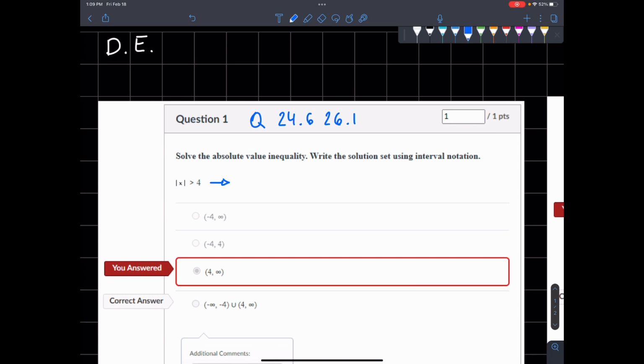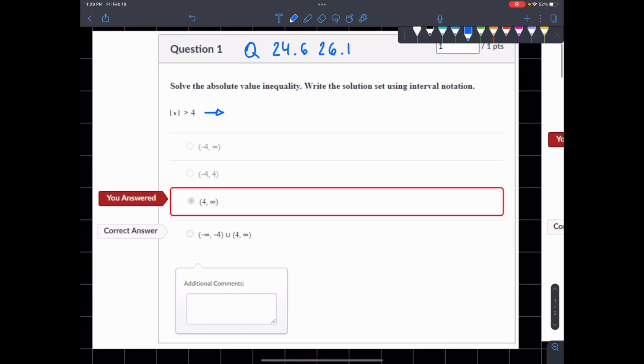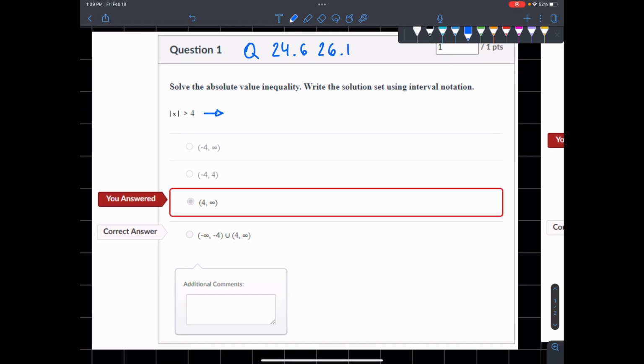Without further ado, let's get started with question 1 on quiz 24.6, 26.1. Solve the absolute value inequality and write the solution set using interval notation. Right here we've got our absolute value, and whenever we have an absolute value, we have to account for two cases. If the thing inside the absolute value brackets is positive, so in this case, if x is positive, and what happens if it is negative?